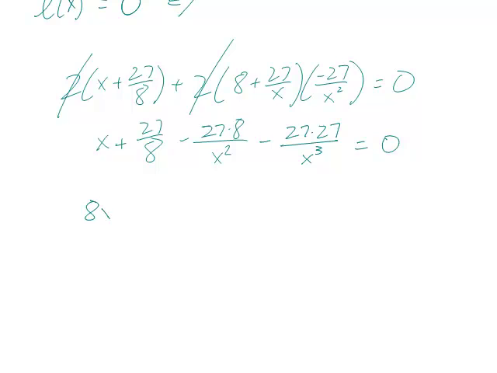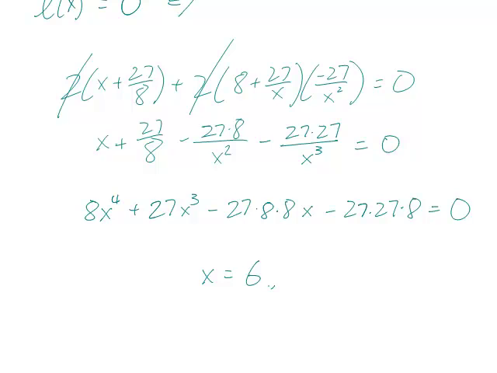And we can go ahead and just clear out the denominators by multiplying everything by 8x cubed. So we have 8x to the 4th plus 27x cubed minus 27 times 8 times 8 times x, minus 27 times 27 times 8, that's equal to 0. Alright, so now you want to solve this fourth degree polynomial equation. The most practical way at this point is to either graph this or use a computer to find all the real solutions. And the real solutions end up being x equals 6 and x equals negative 27 over 8.